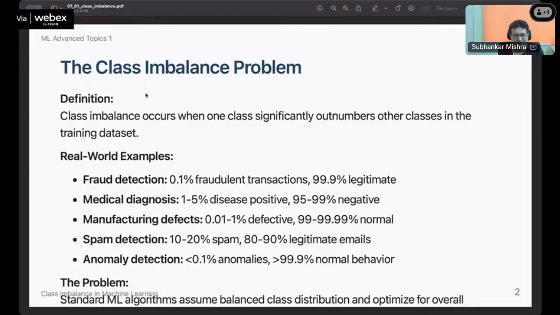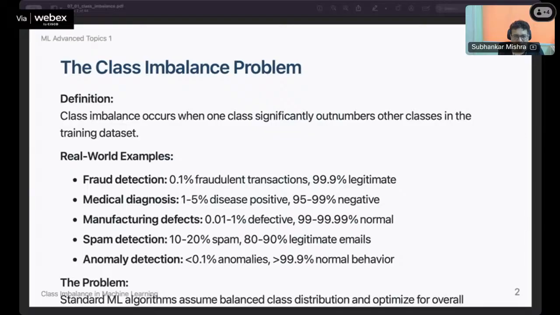So then what's the problem that we have? All our standard machine learning algorithms are basically designed to give you higher accuracy, and they start with the assumption that the number of classes are balanced. Classes here, I hope you understand, means fraudulent or legitimate, disease or negative, defective or normal, spam versus non-spam.